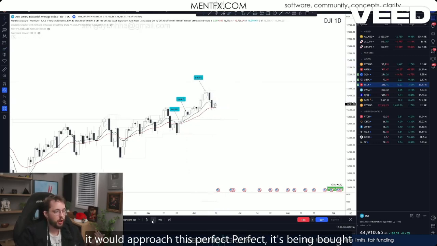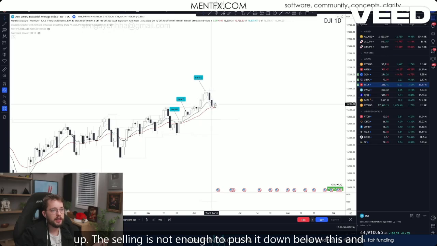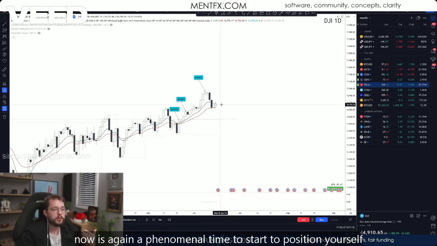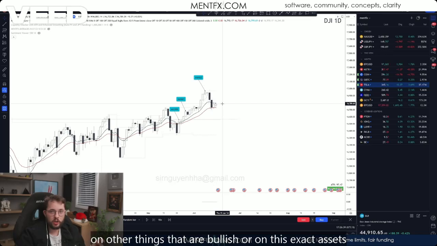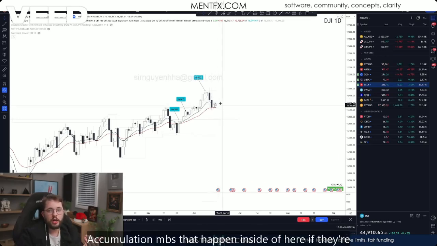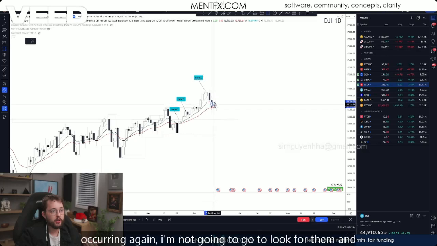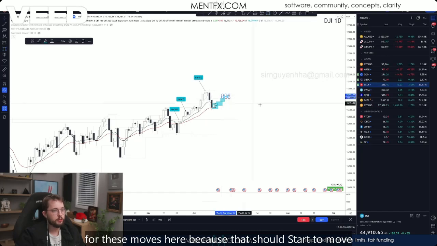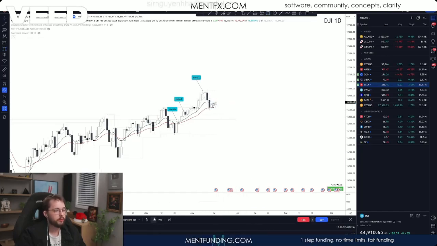Perfect. It's being bought up. The selling is not enough to push it down below this and start distribution. Instead, it wants to go higher. So right now is, again, a phenomenal time to start to position yourself on other things that are bullish, or on this exact asset's accumulation MBs that happen inside of here if they're occurring. Again, I'm not going to look for them and enter them. I'm just showcasing potential entry for these moves here, because that should start to move higher.